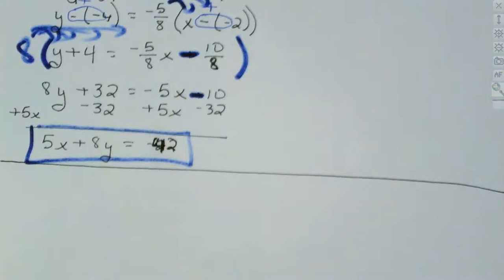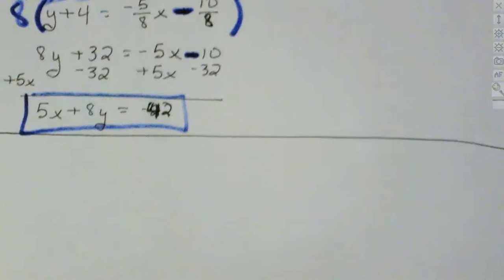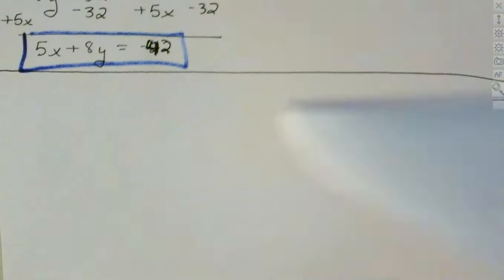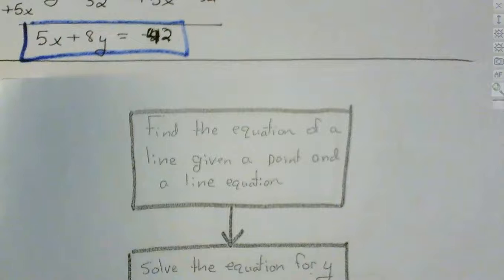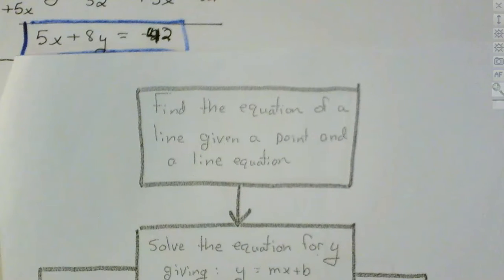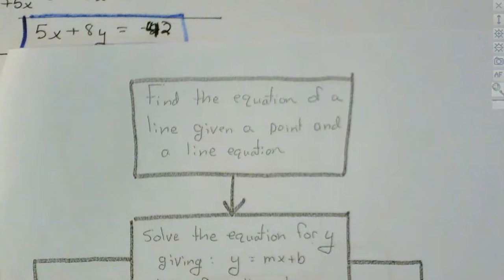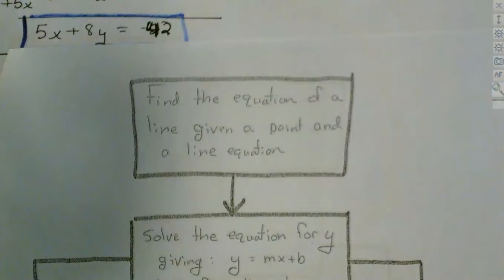So that was when we had 2 points. Now, the next ones that we're going to look at, and the last ones, are when we have a point and a line equation. And they have their own flow chart. And the last page has that flow chart for when we want to find the equation of a line when we are given a point and a line equation.